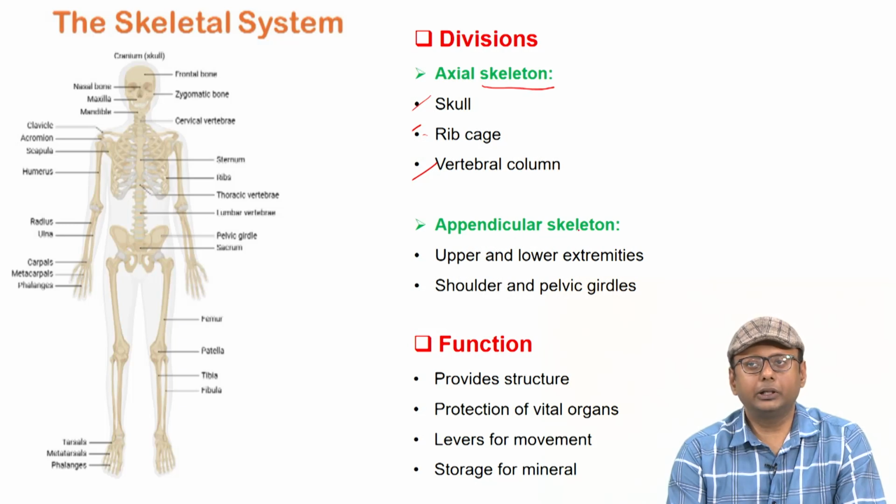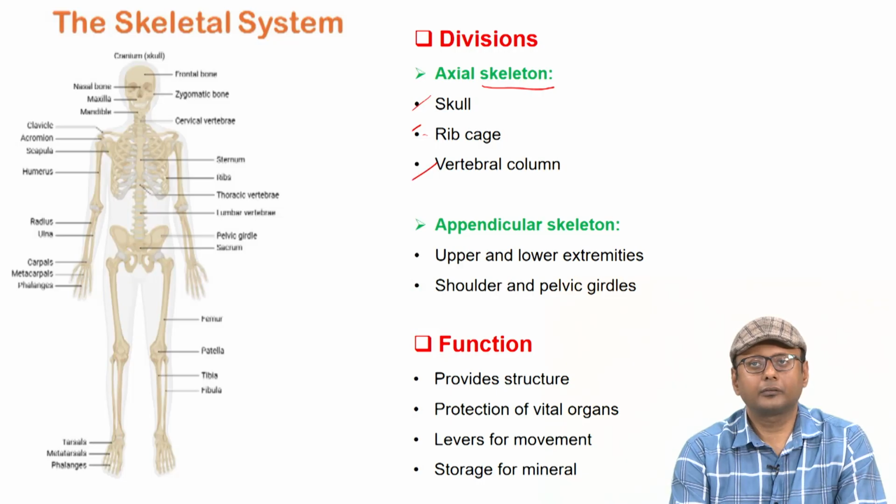So as a whole, this is the axial part of the skeletal system, and then we have the appendicular skeletal system, where mostly we have the upper extremities, and along with that also the lower extremities. Apart from that, the pelvic area and shoulder area. So two distinct parts: one is the axial division and the second is the appendicular skeleton.